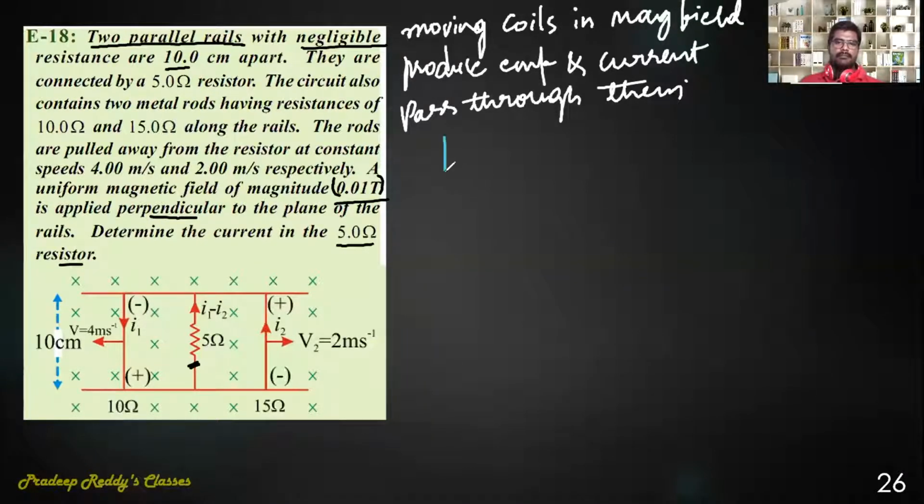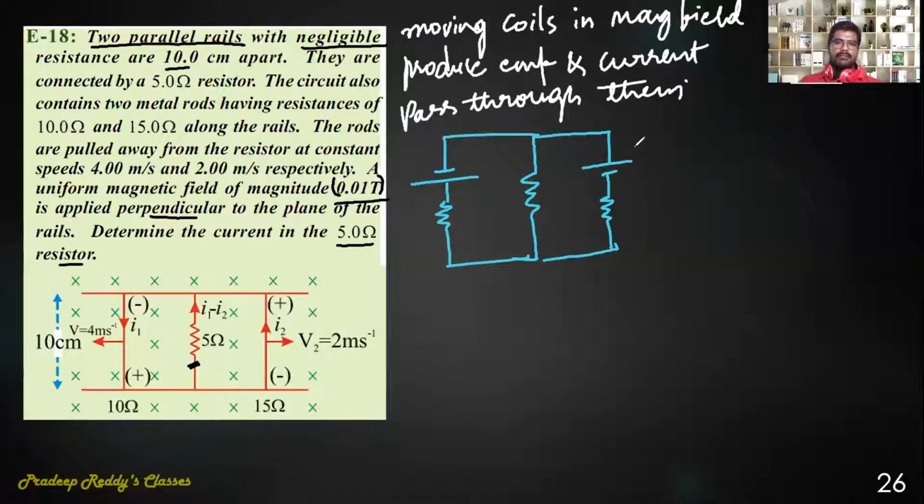This is one battery and it has some resistance, and in the middle there is one resistor, and there is one battery over here, and one resistor over here, and this battery produces some EMF. I'll now write down the values of the resistors here. One metal rod has a resistance of 10 ohm, the other has a resistance of 15 ohm, and this one has a resistance of 5 ohm. I am considering the EMFs as E1 and E2.